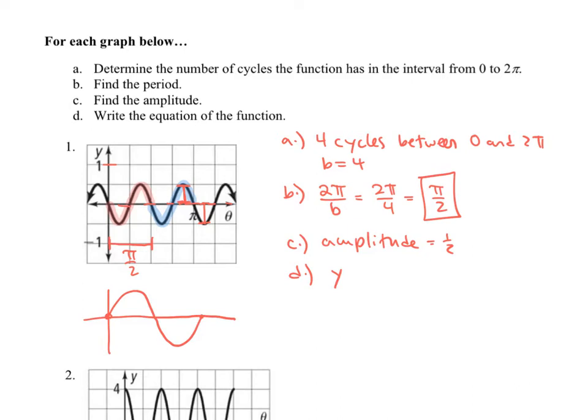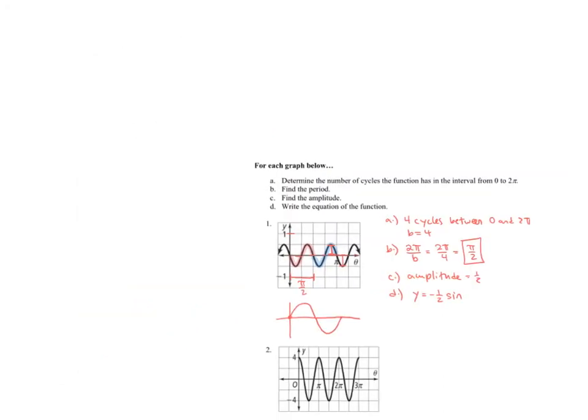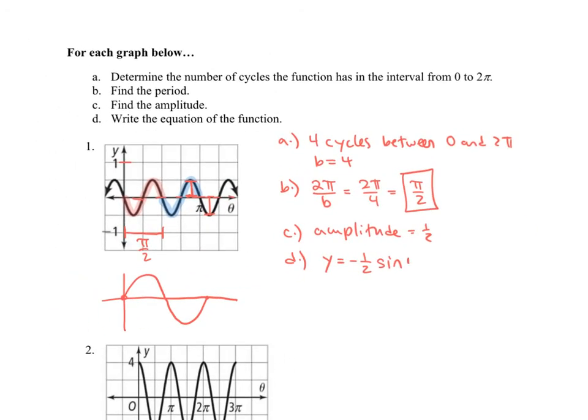So that means we have a reflection about the x-axis. The sine graph is being flipped upside down. So that means our a value is going to be negative. So it's going to be y equals negative 1/2 sine. And we found b, it's 4, so sine of 4 theta.